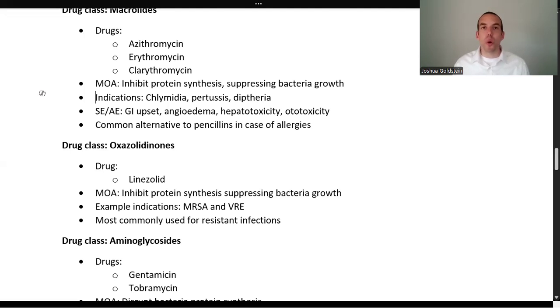Azithromycin is our go-to alternate for a patient who's allergic to amoxicillin. So if a patient comes in with strep throat or ear infection and they are allergic to amoxicillin, they're going to get azithromycin in almost all cases.